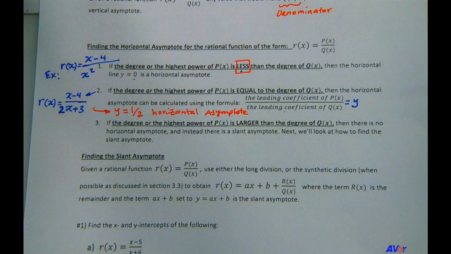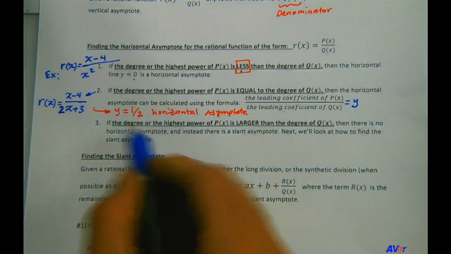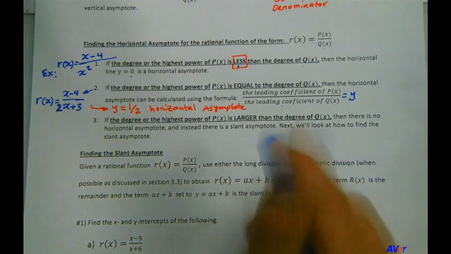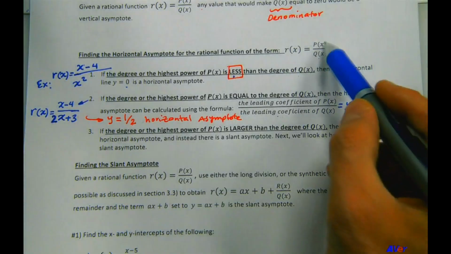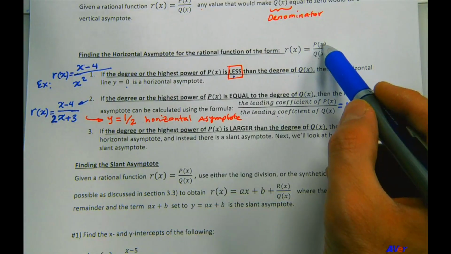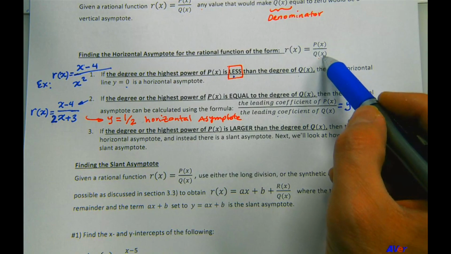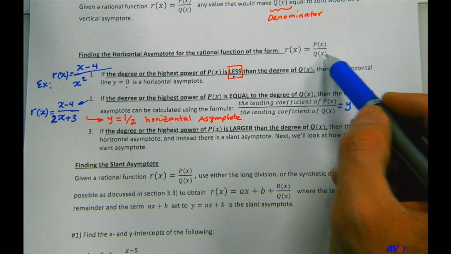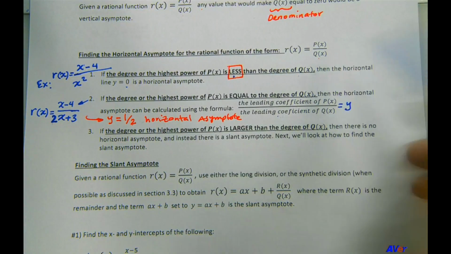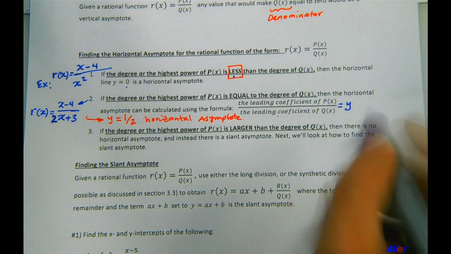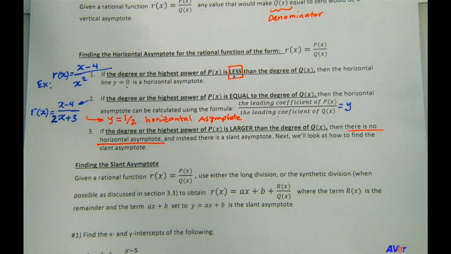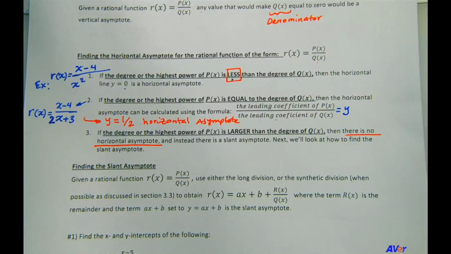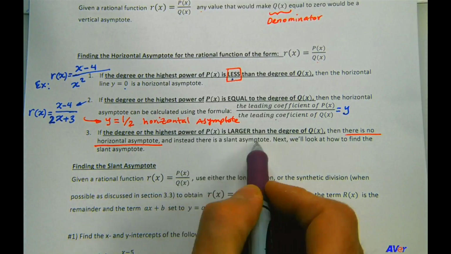Okay, let's get back to the dock camera and look at the third case. So if the degree, or the highest power, of the polynomial p of x is larger than the degree of q of x, so if this p of x has a leading term with a higher power than the leading term in the denominator, then there is no horizontal asymptote, right? There is no horizontal asymptote. So what do we have instead? Instead, we have a slant asymptote.